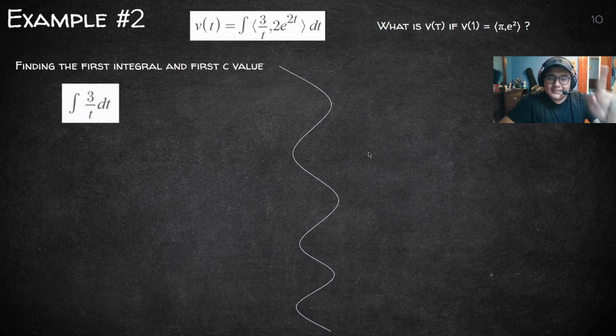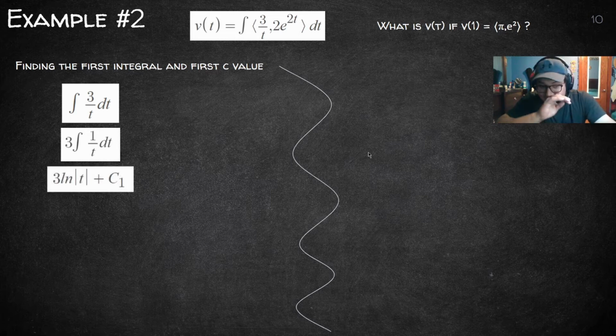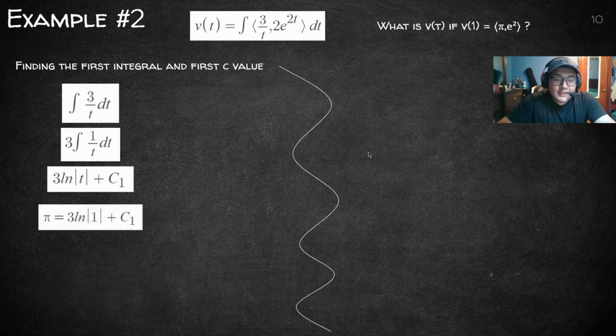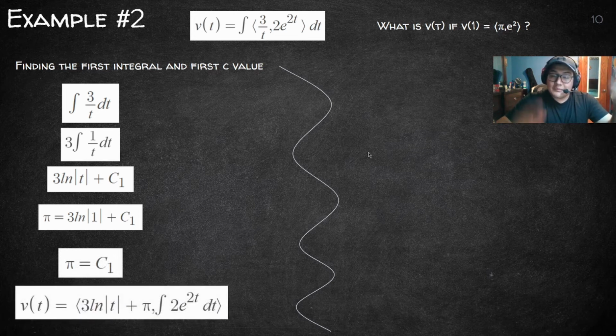Let's integrate the first function. We can pull out the constant, of course. This is a nice integral as well. It's just the natural log of the absolute value of t. Remember, absolute value. And you have the 3, multiply it, plus c subscript 1. Remember, different c value. We can now substitute our values because the input is 1 and the output is pi. So pi is equal to 3 times the natural log of the absolute value of 1, plus c subscript 1, to get our c value. And we get that it's actually just pi. So we can then find our first function. I'm just going to substitute it. This is how it would look.